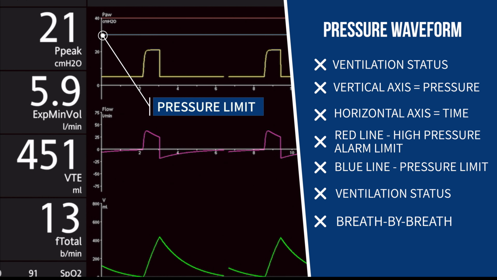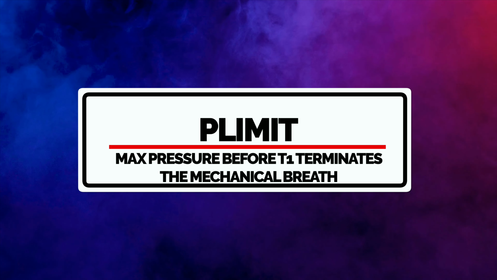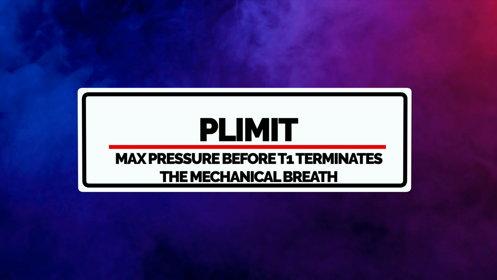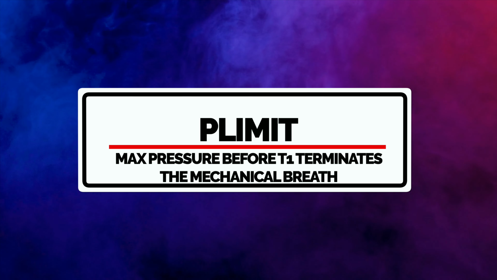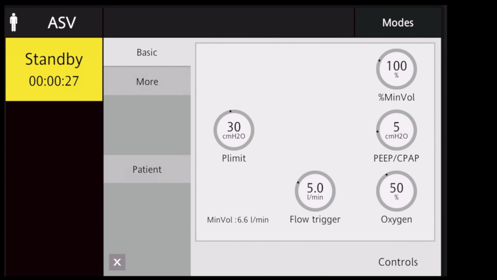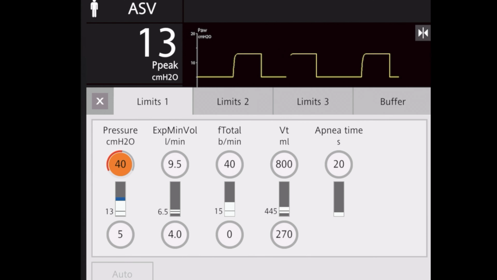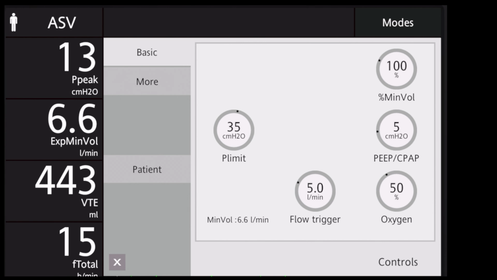The P limit is different from the alarm limit. It is the maximum pressure the T1 will apply before the ventilator terminates the mechanical breath to reduce the possibility of inducing lung injury. Changing the P limit or high pressure alarm limit automatically changes the other parameter. We will explore this principle more when we cover ASV in the next module.